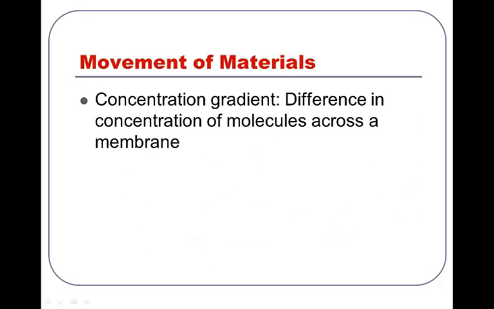Now, because this is happening in and around cells, we get something called a concentration gradient. A concentration gradient only occurs when you have a membrane. It's the difference in concentration on both sides of the membrane. Do you have a higher concentration inside the cell, or do you have a higher concentration outside the cell? That's called a concentration gradient.